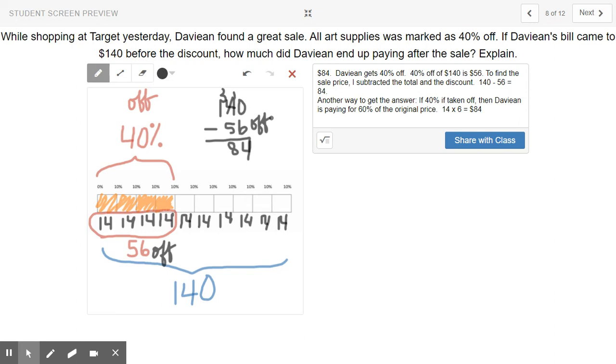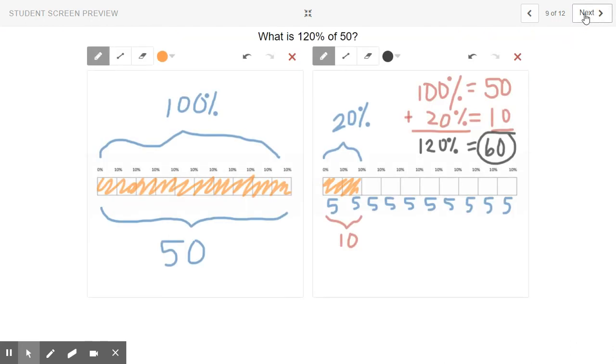So I explained that. Now, another way you could have figured it out, if you looked at the model, if this is how much is being taken off, that means that the unshaded is actually the amount that Davian is paying for. Davian's paying for 60% of the original price. So I could have actually taken 14 times 6 to get $84.